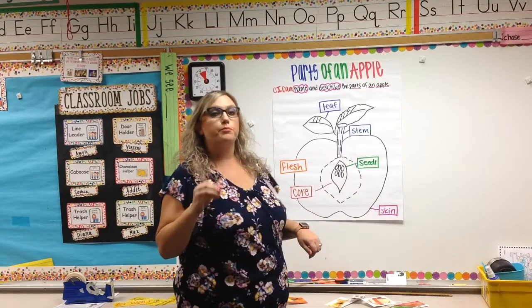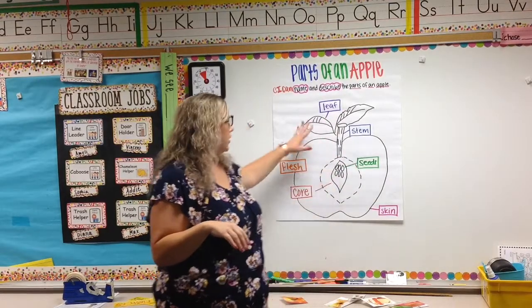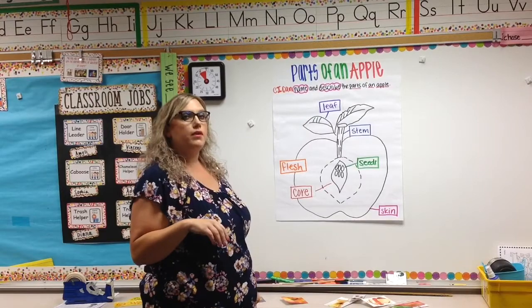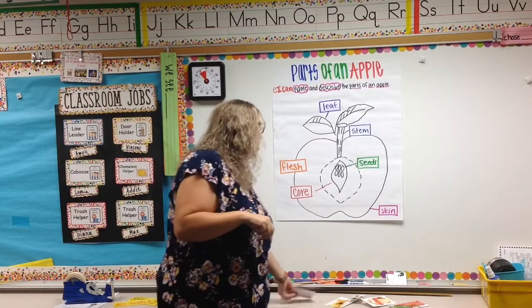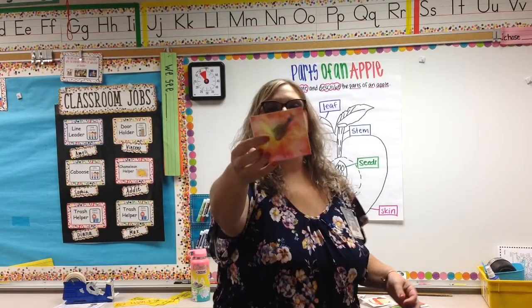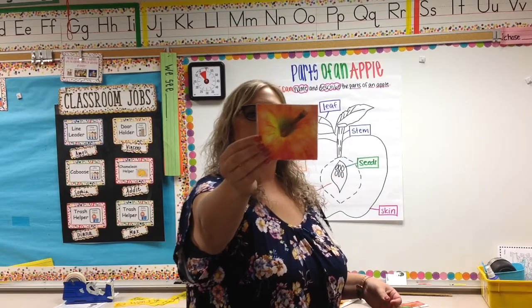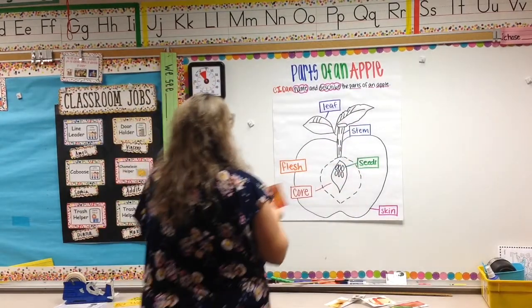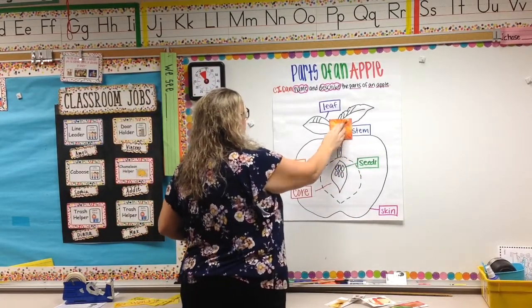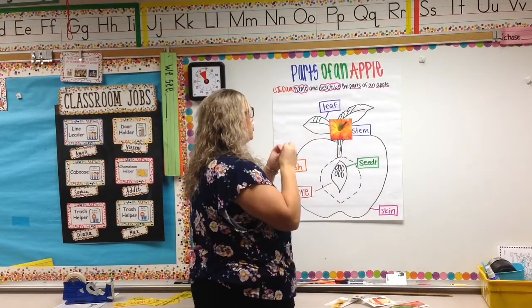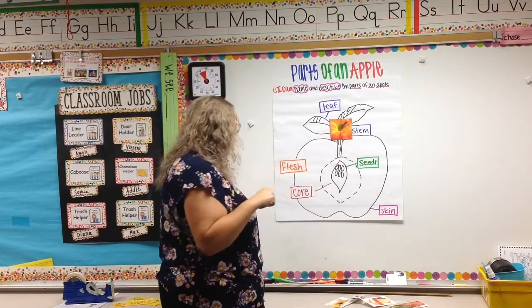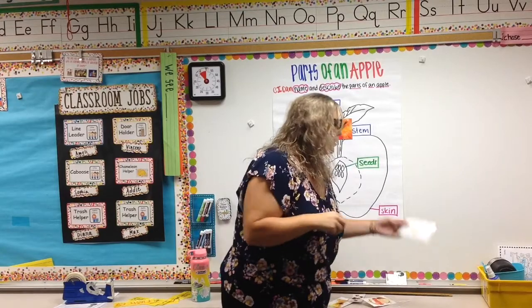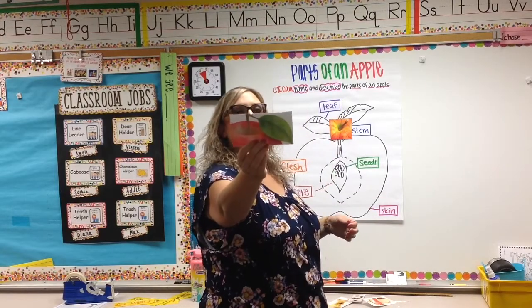Now I have some pictures that I want to add to here to show you guys what they really look like in real life. So we're going to start with the stem. I hope you guys can all see that. The stem of the apple up here. That's what connects the apple to the tree. Next we're going to talk about the leaf. You can also find the green leaf on the stem.